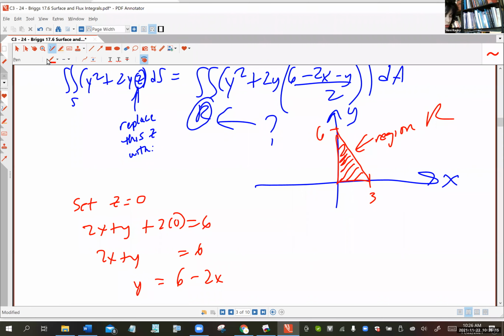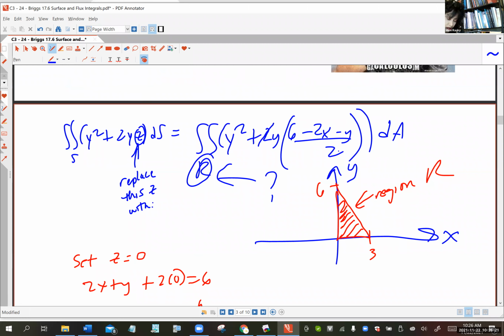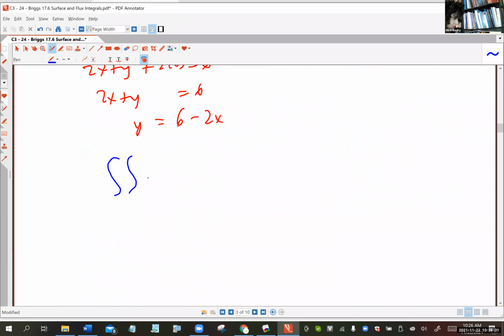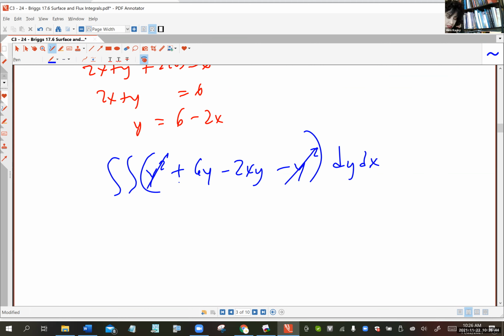So now you can choose your order of integration. My personal favorite is dy dx, so I'm going to stick to that. I'm also going to reduce these 2's a little bit. And if you don't mind, I'm going to distribute the y over the parentheses all at the same time. So then I will get what? I'll get y squared plus 6y minus 2xy minus y squared, and then I have dy dx. Hey, these y squareds end up canceling.